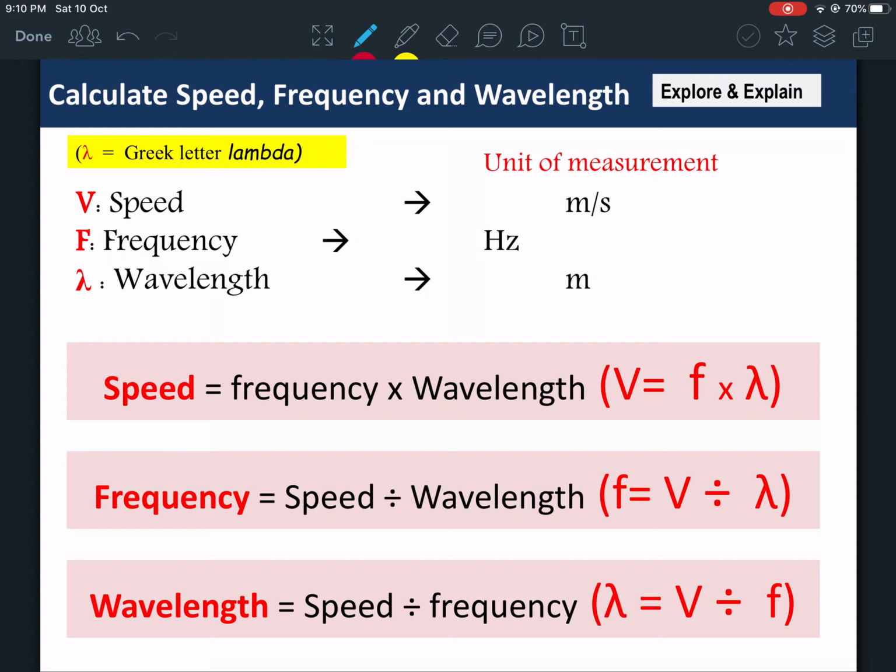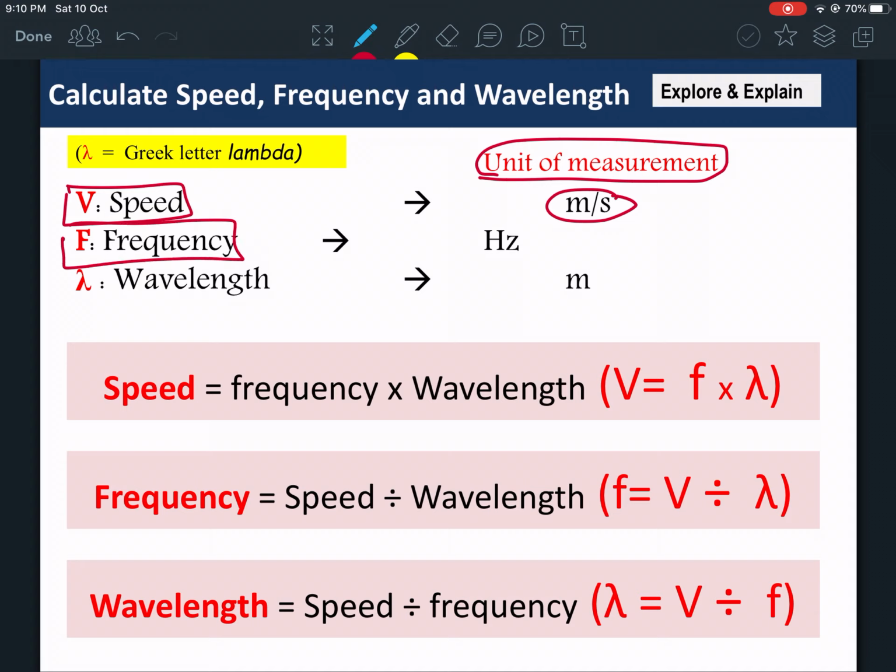It's a Greek letter. So we have the unit of measurement, يعني وحدة القياس, unit of measurement. Speed is measured in meters per second. Frequency is measured in hertz, and wavelength is measured in meter.